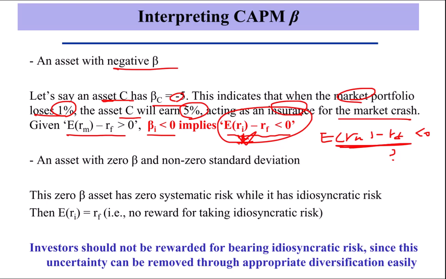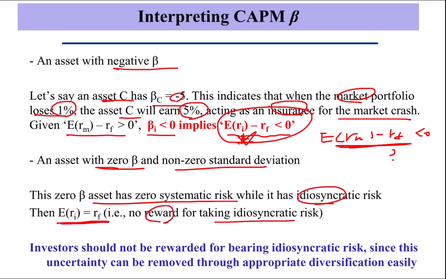Anyway, consider an asset with zero beta and non-zero standard deviation. This means this asset has zero covariance with the market return, but it has idiosyncratic variations. This zero beta asset has zero systematic risk while it has idiosyncratic risk. Then the expected return should be the same as the risk-free rate. There is no reward for taking idiosyncratic risk in the CAPM model.